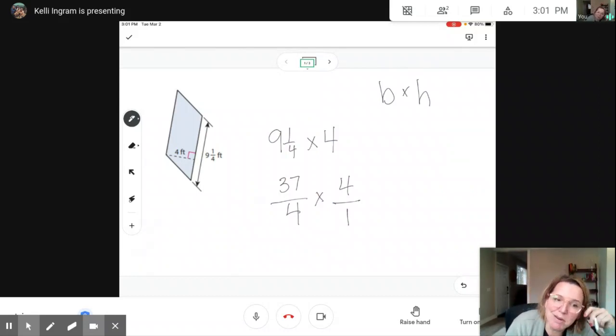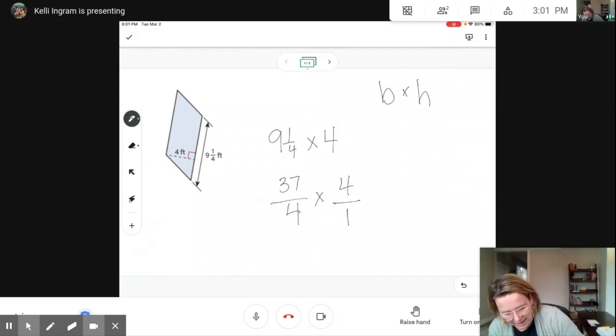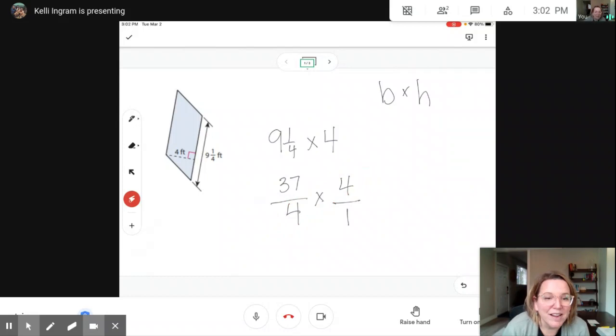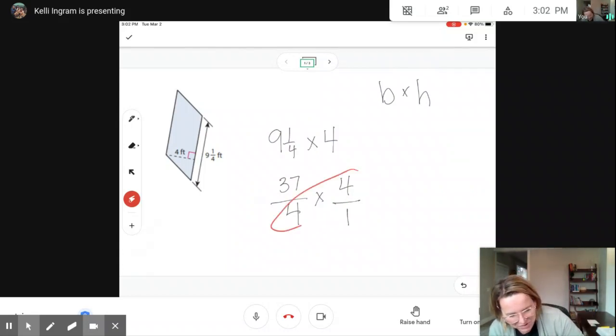Okay, remember earlier this week, you either have heard me talk about it before, or I introduced you to one of your very best friends, cross reducing. Look, I can do it right here. And if I do it there, then I don't even have to figure out what 37 times 4 is, because it won't matter. I can reduce right here, okay?